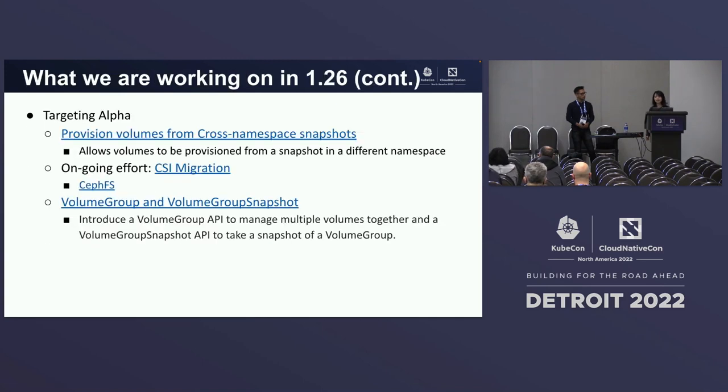And in 1.26, we also have a few features targeting alpha. The first one is the provision volumes from cross namespace snapshot, that allows the PVCs to be provisioned from a volume snapshot in a different namespace. And we also have this volume group and volume group snapshot feature, which introduces new APIs to manage multiple volumes together, and a volume group snapshot API to take a snapshot of a volume group.